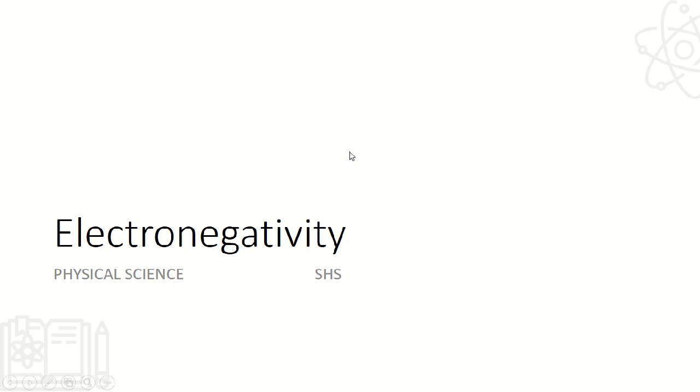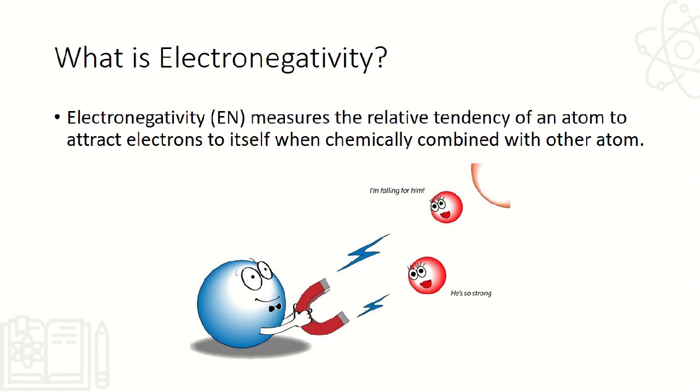Welcome to our video lesson on electronegativity. What is electronegativity? Electronegativity measures the relative tendency of an atom to attract electrons to itself when chemically combined with another atom. So, ang ibig sabihin, yung electronegativity ng atom, yun yung kakayanan niya na mag-attract ng electron from other atom kung saan siya magbabond. So, the higher the electronegativity, the higher the force of attraction.